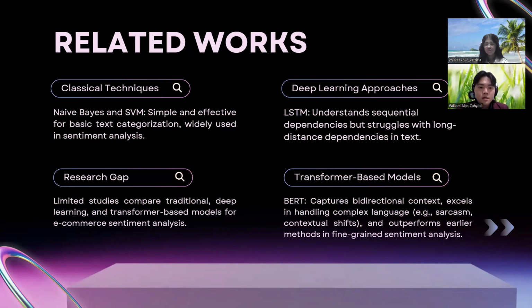Meanwhile, transformer models such as BERT have emerged as the gold standard in natural language processing. BERT's ability to capture bidirectional context makes it highly effective at analyzing complex language structures. However, research comparing these approaches, particularly in the context of e-commerce reviews, remains limited. Our study fills this gap by evaluating and comparing the performance of these methods to determine their effectiveness in extracting actionable insights.